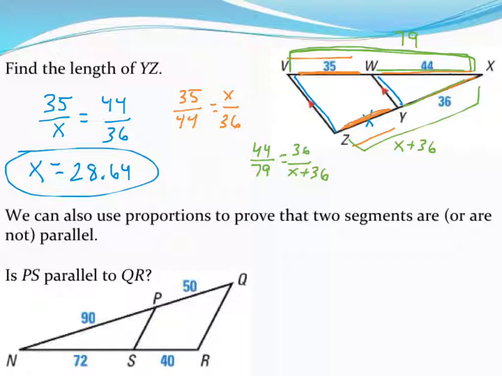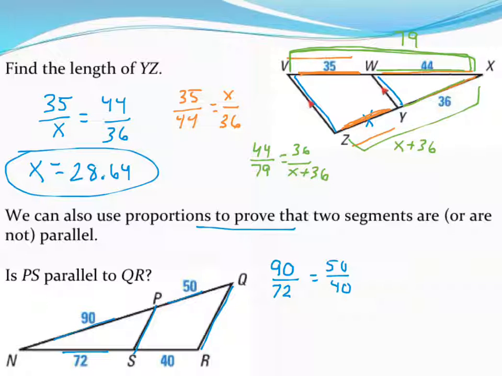We can also do the reverse of what we just did and use proportions to tell if two line segments are parallel. In this case, we don't know if PS and QR are parallel. Now, it looks like they might be, but of course, judging by looks does not make them parallel. Here's how we can use proportions to do this. Let's set up a proportion. Again, there's many that you can set up. The one that I'm going to set up very simply is just going to be 90 over 72, which is a full side over a full side, and then I'm going to match that up to 50, which is a partial side, over 40.